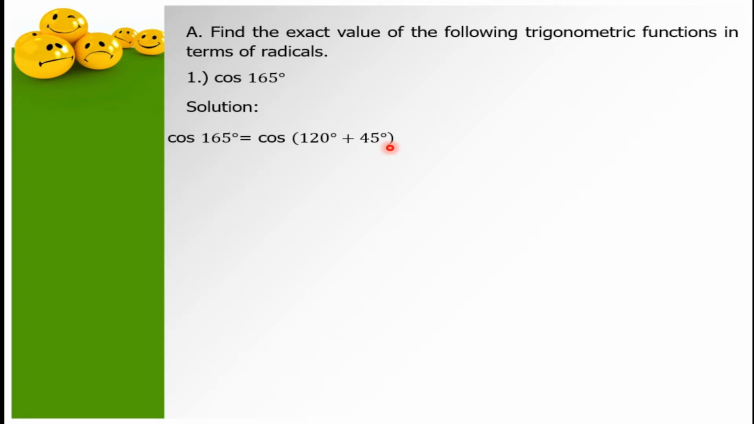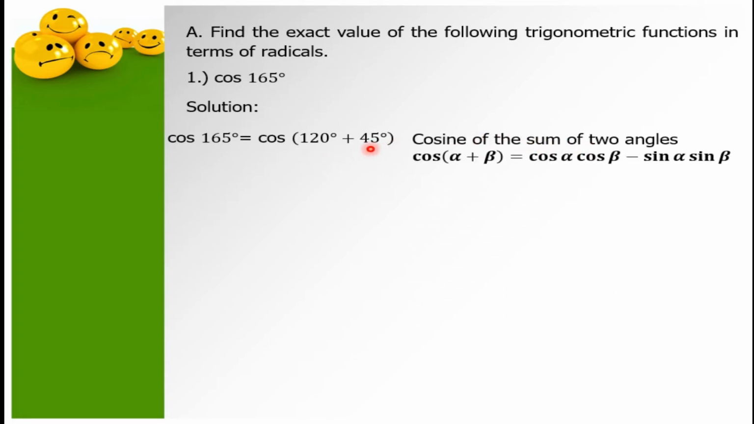Okay? So, now, this is the cosine of the sum of two angles. So, since this is the cosine of the sum of two angles, we're going to use this formula. Okay? So, we have here cosine alpha times cosine beta minus sine alpha times sine beta, where alpha is 120 degrees and beta is 45 degrees. So by substitution, we have here cosine alpha, that is cosine 120 degrees, cosine beta, that is cosine 45 degrees, okay, minus sine alpha, that is sine 120 degrees, and times sine beta, that is sine 45 degrees.